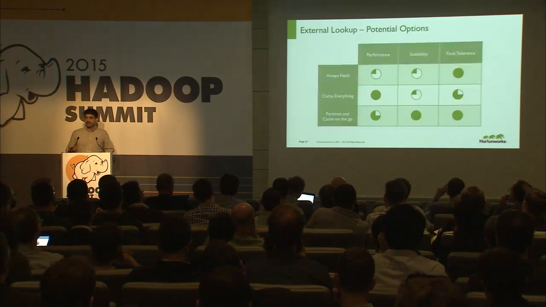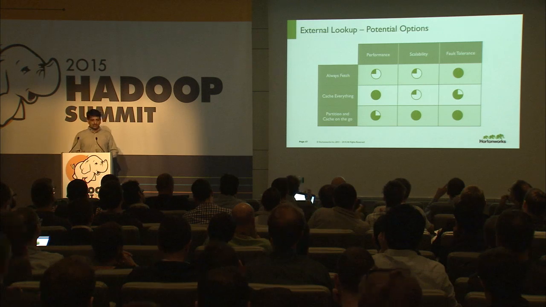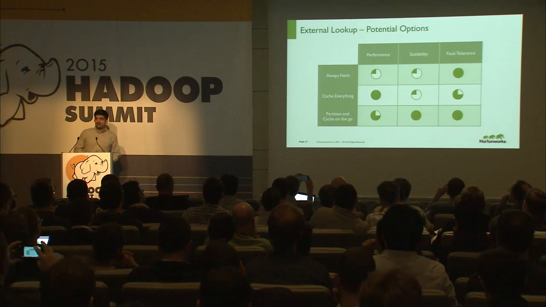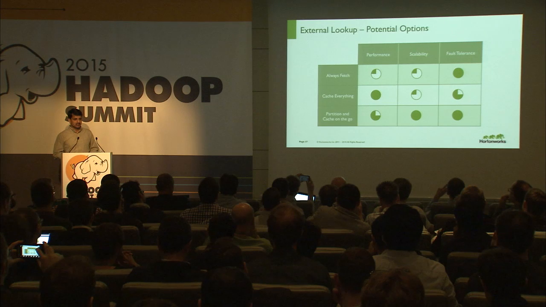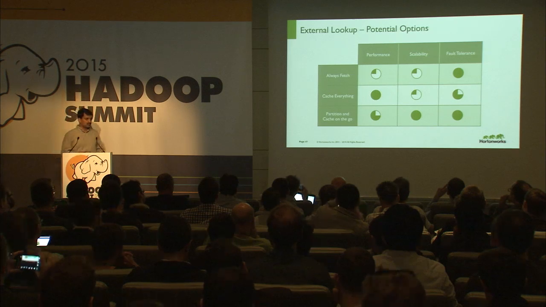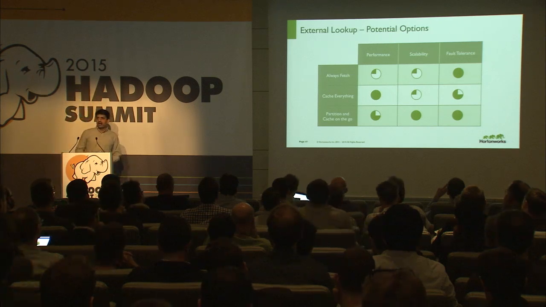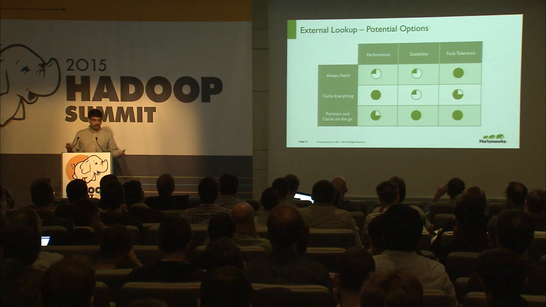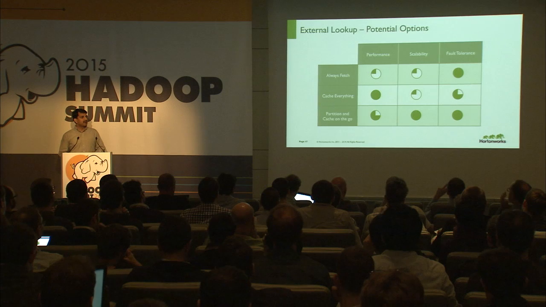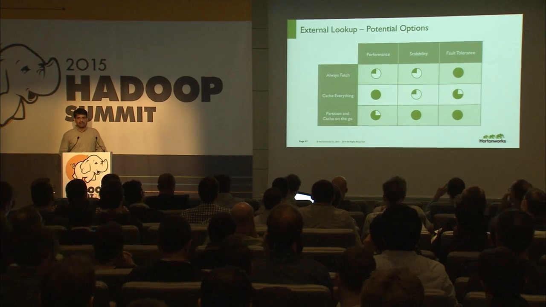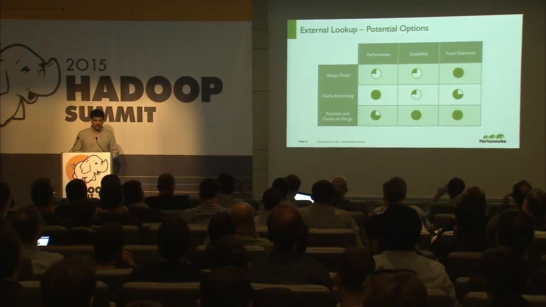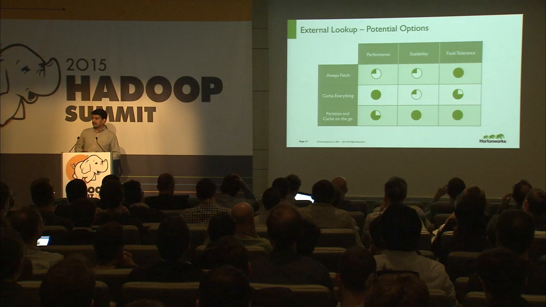So what options do you have? You have multiple options for how to address this, right? One option is you always go and fetch data from the external system. It comes with its own challenges. Or you can say, I want to cache everything. That's going to come with its own challenges. Or you have a third option, that you partition and cache on the go. And that's the option that I'm going to talk about, which we have seen work best in most of the cases.